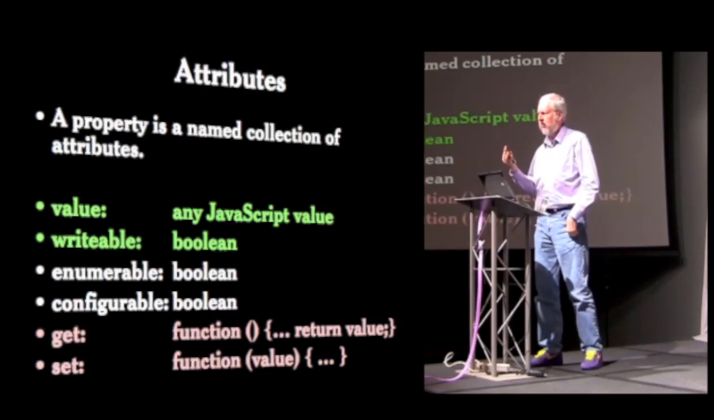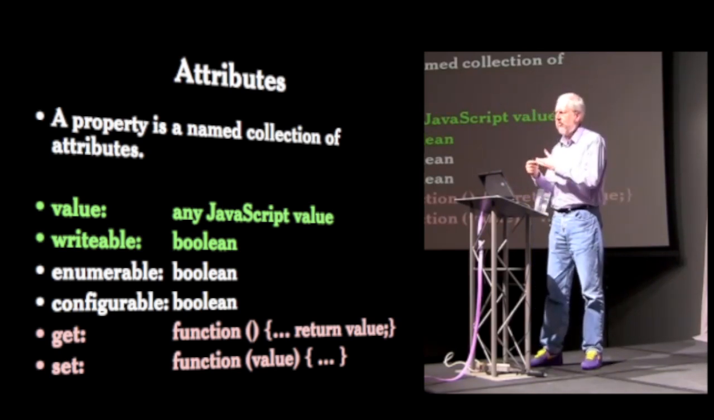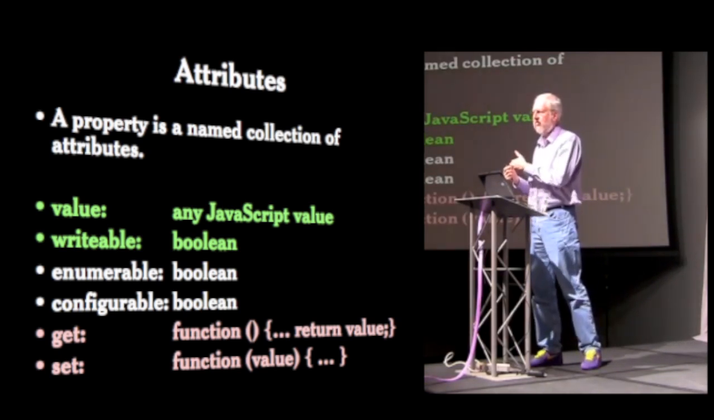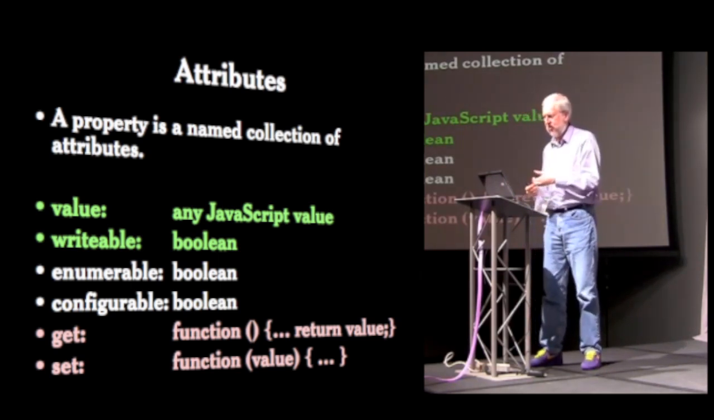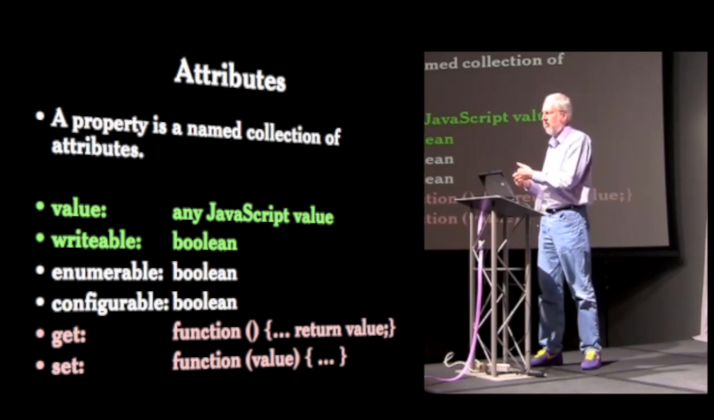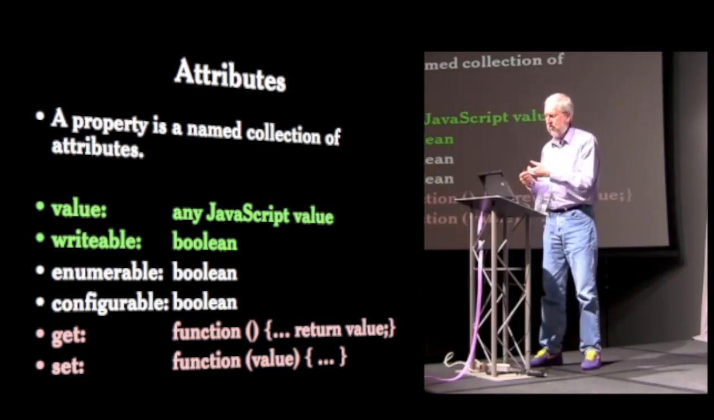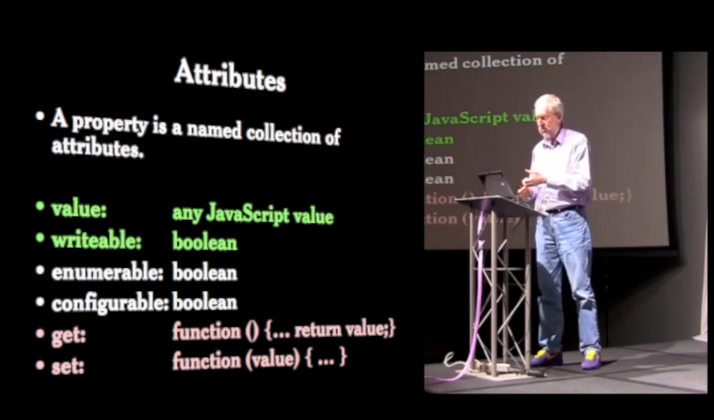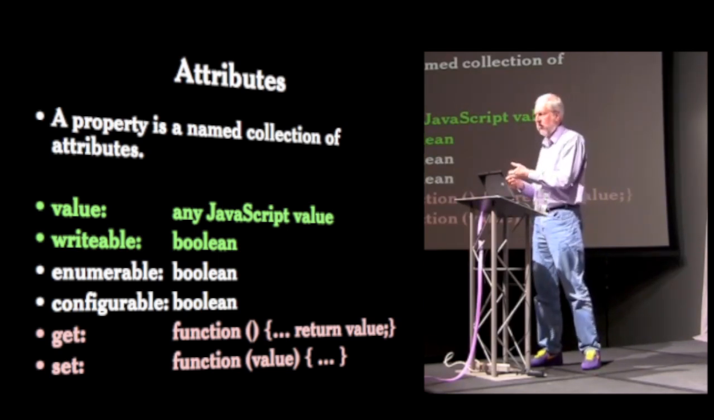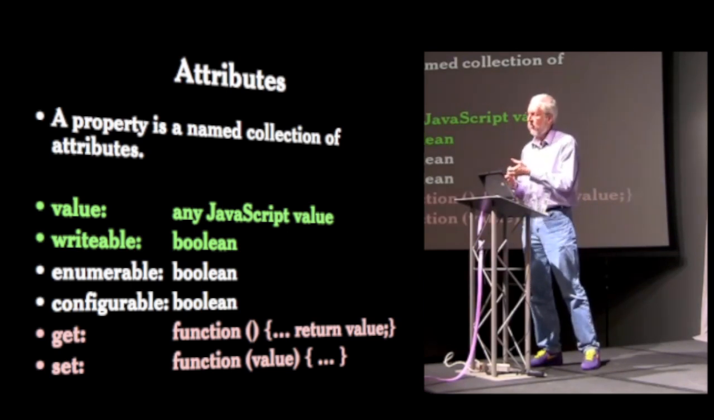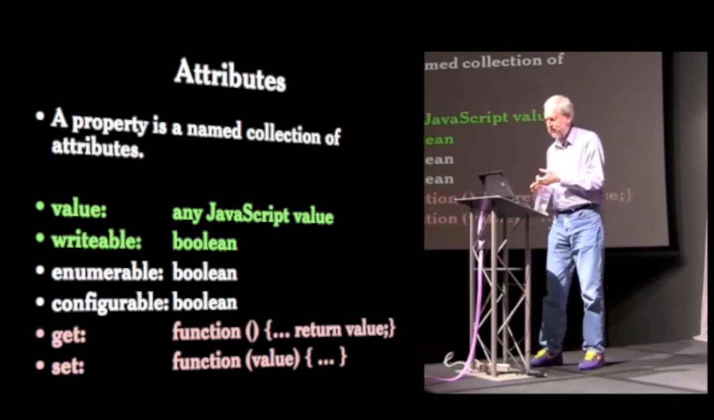So there are now 6 attributes in the language. And the first 4 can be assigned to data properties, and the last 4 can be assigned to accessor properties. So a data property can have a value, it can be writable, it can be enumerable, it can be configurable. Accessor properties can be enumerable, configurable, and they have a set function and/or a get function.